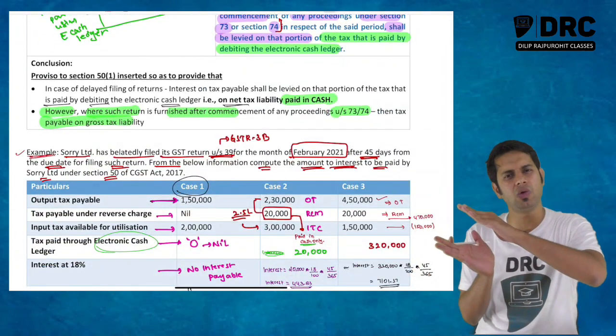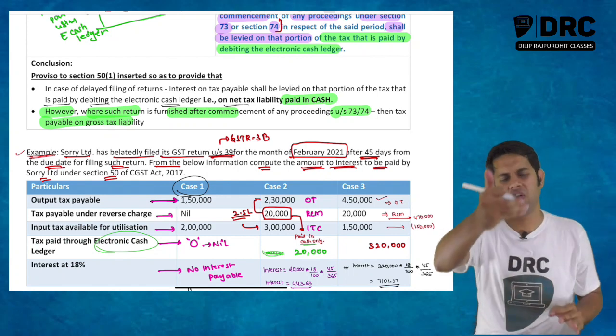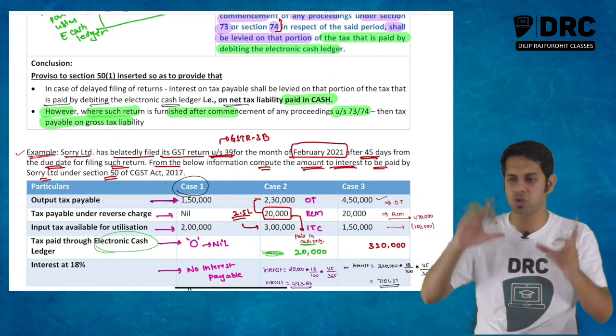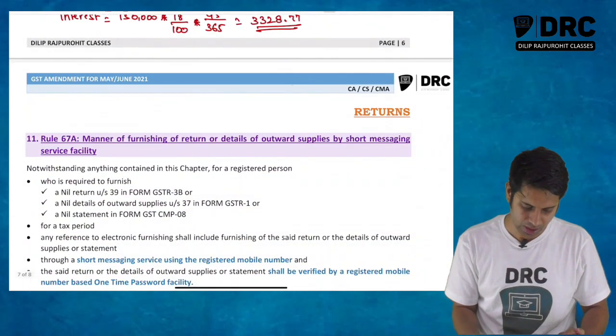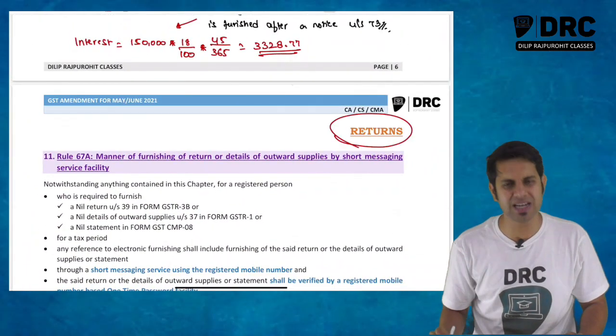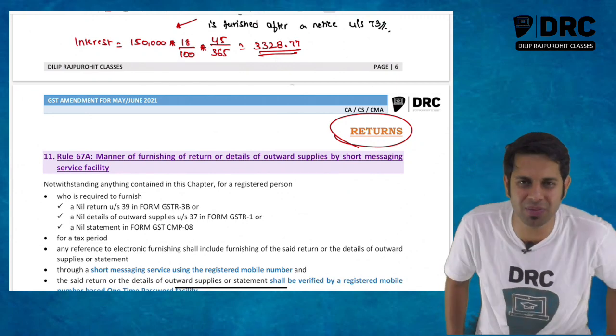I'll do one thing. I'll cut this particular video and upload it separately also in a later period of time, so that you can revise. Only this specific payment of taxes I'll upload separately. Okay. Then some changes have been made in the returns chapter, not huge changes.